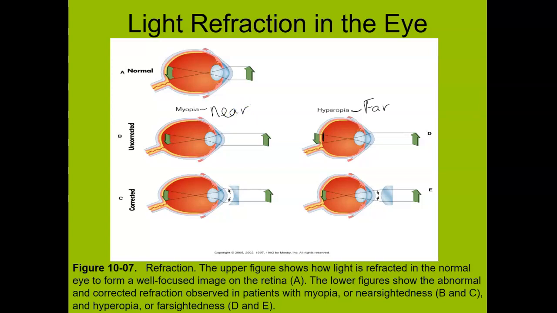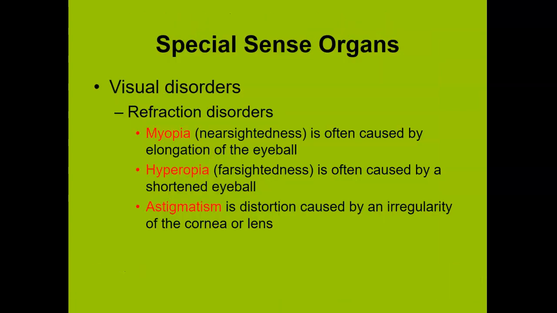Usually students in high school, you see many more people who have myopia than hyperopia. But by the time you get in your mid-40s, hyperopia is going to sneak up on you because for some reason our eyeballs like to get a little taller as we age. Don't know why. Okay, so disorders of special sense organs.